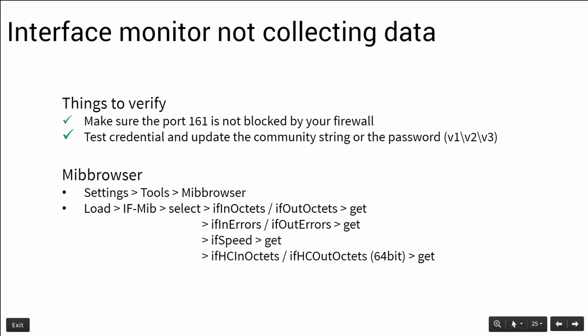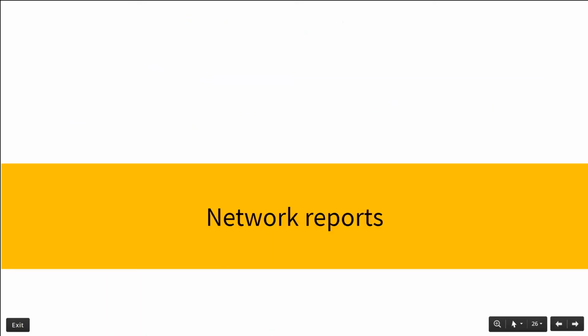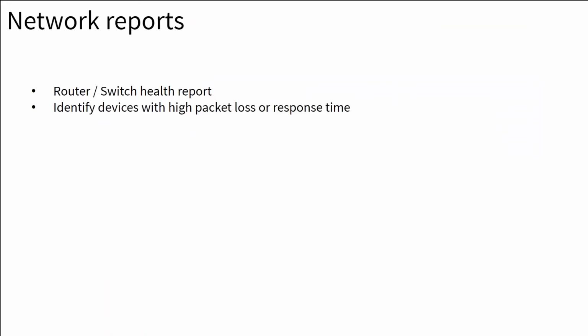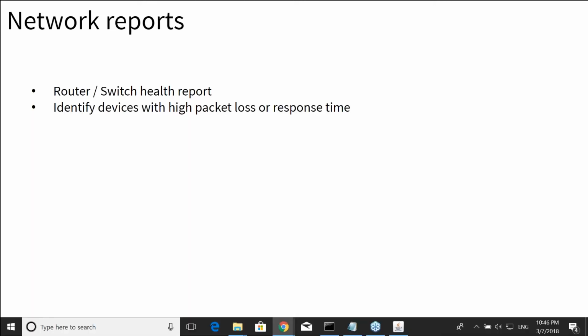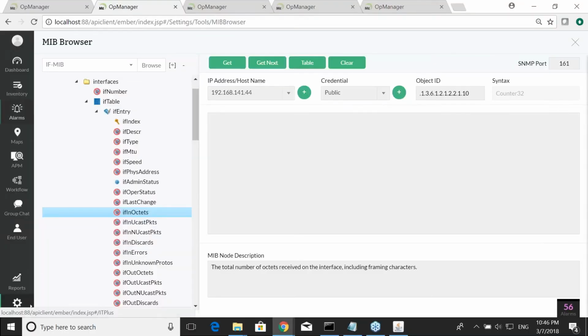So ifHCInOctets is nothing but the OID for the 64-bit counter interface. And let's talk about the reports. You can find the router or switch health report, and you can identify the devices with high packet loss or response time. Let me show you from the product.